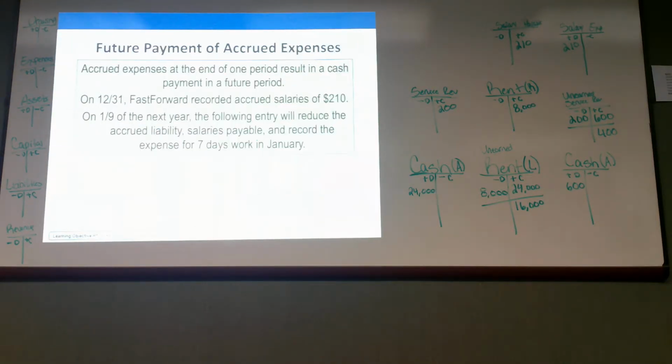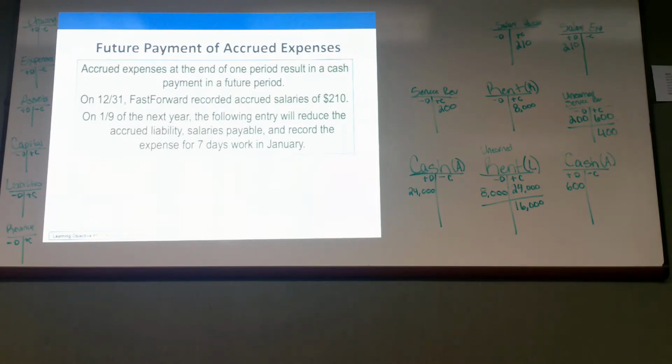This example here is for future payments of accrued expenses. Accrued expenses at the end of one period result in a cash payment in a future period. So Fast Forward recorded accrued salaries of $210, and on January the 9th of the next year, we already closed all of our books for December 31st. Now we're moving on to January when an actual payment is made. So remember, 2 weeks went by, and now they're actually getting paid for the salary that we already expensed.